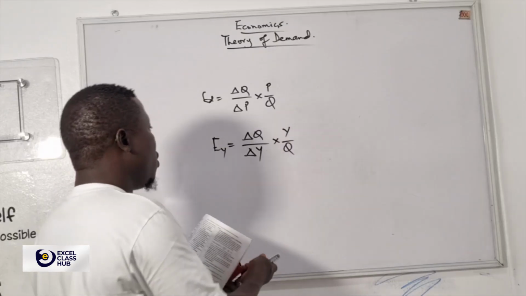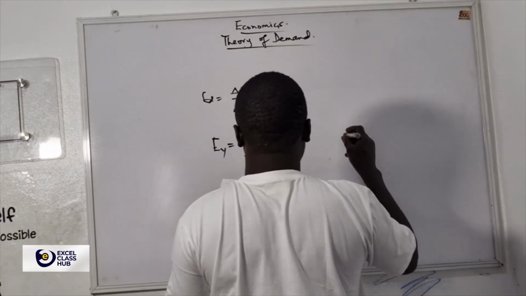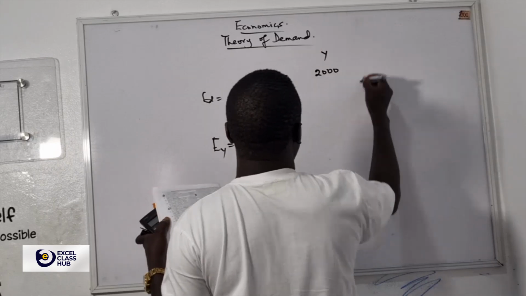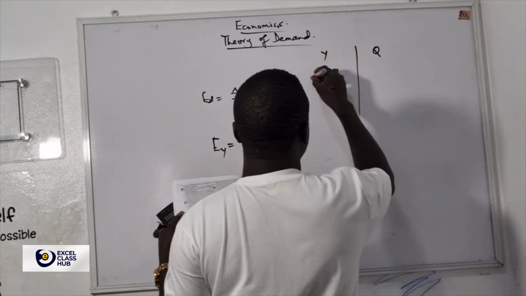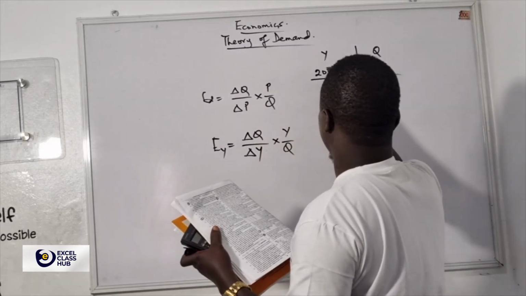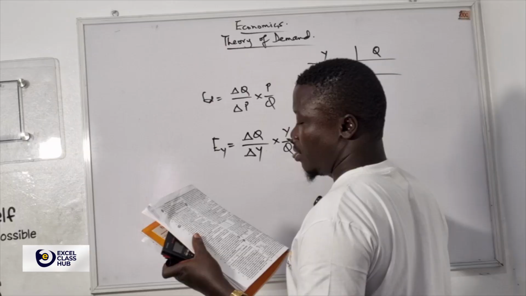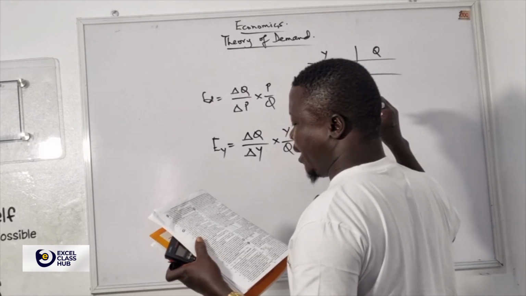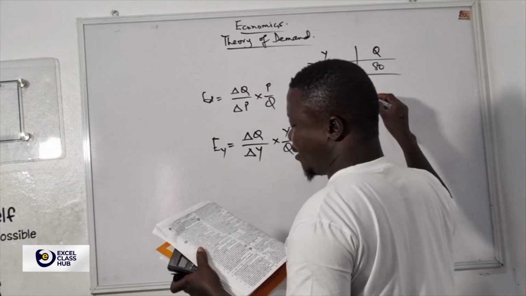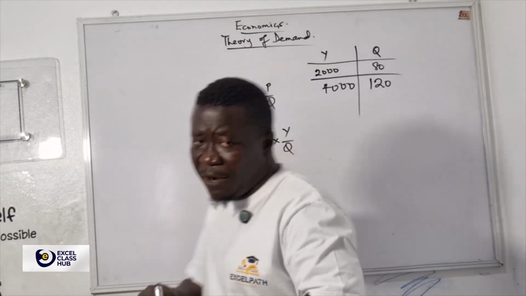2008 question 9. We have the first income. Let's say this is income and this is quantity. Our initial income is 2,000, and it increases to 4,000. Now, our quantity demanded is 80, and it increases to 120. I want you to have things in your mind first.